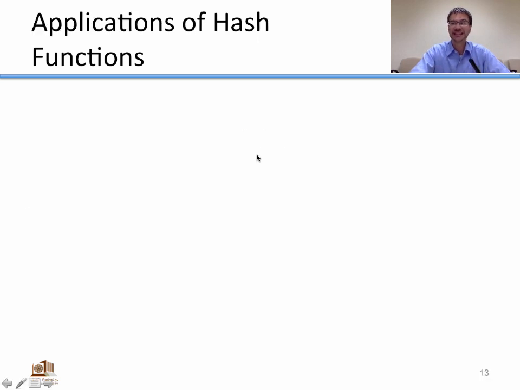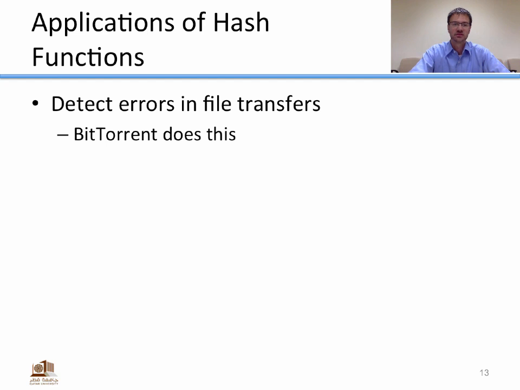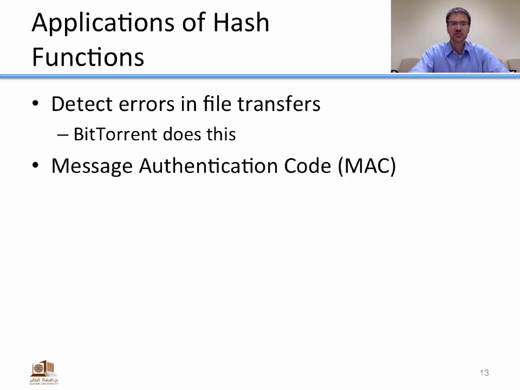So let's talk about some applications of hash functions. Some things that people use hash functions for is to detect errors in file transfers. For example, BitTorrent uses hashes to detect if there was an error in some of the blocks of data that it retrieves from peers. Another use is something called a message authentication code, which is a way that two people who share a key can use a hash with a key in order to guarantee the integrity of something. Another good usage of hash functions is in password storage, when an application is storing the passwords of users, specifically server-side applications. Let's talk about each of these.